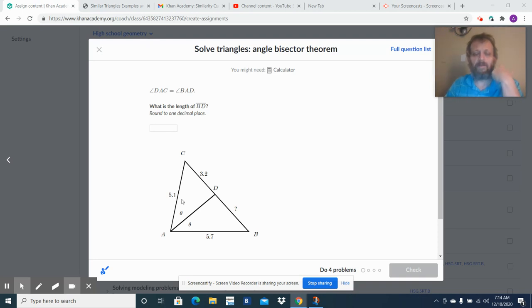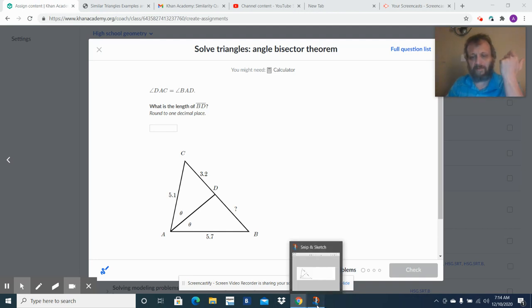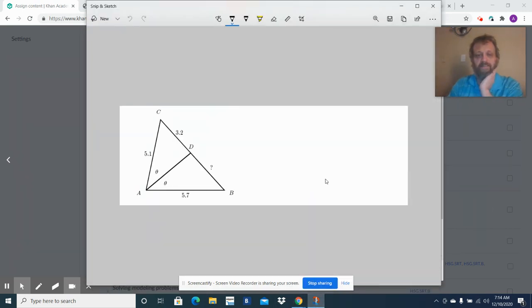It sounds pretty fancy, but basically what it's saying is this compared to this is the same as this compared to this. Now, I'm going to have to, again, do a little drawing. So I've cut and pasted this for us. Okay, so basically what you're saying is 3.2 compared to 5.1 is the same as the thing we don't know compared to 5.7. That's what the angle bisector theorem says.